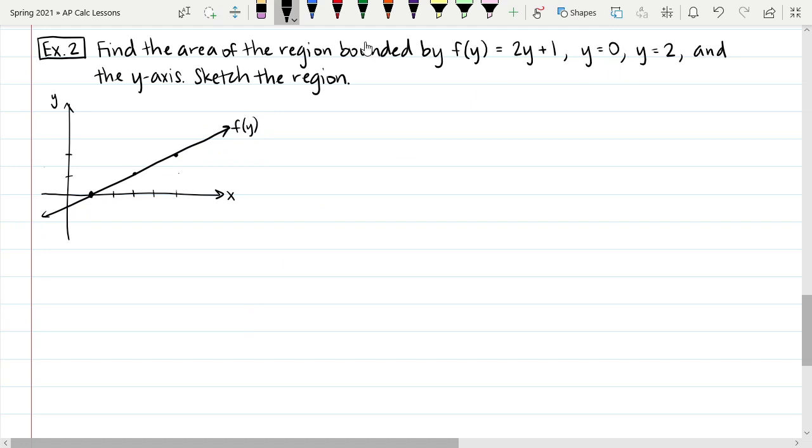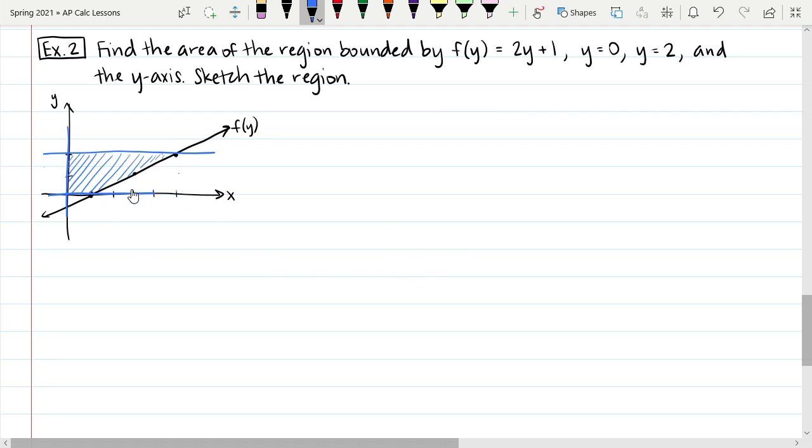And then remember, we're talking about y equals 0, so that's this horizontal line, which actually is the x-axis. Y equals 2, which is this horizontal line. And then the y-axis, so this vertical line. So the region that we're actually finding the area of is this region here.